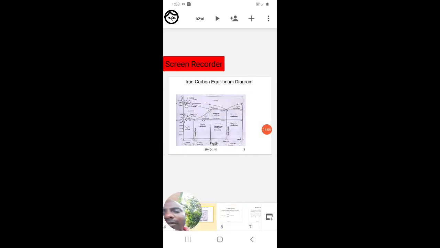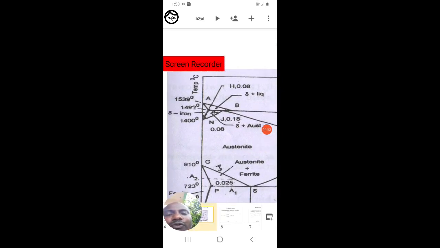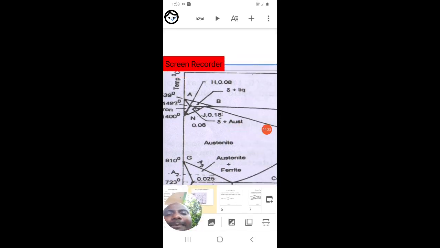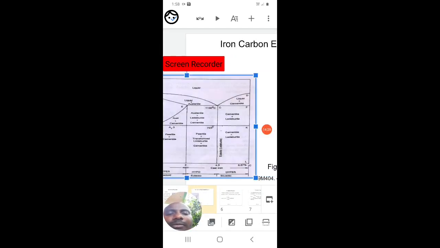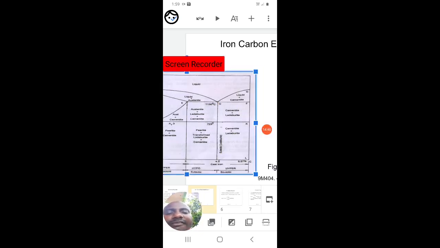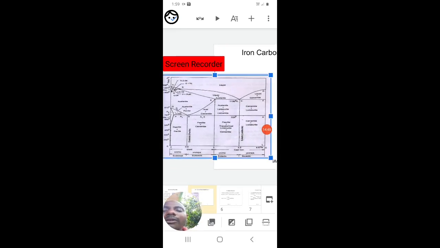So we will see the austenite at HJB. This is H, 0.08%. HJB, so here delta plus liquid is there. ABCD is the liquidus line. ECF below is called the solidus line. Okay, we will study this diagram.